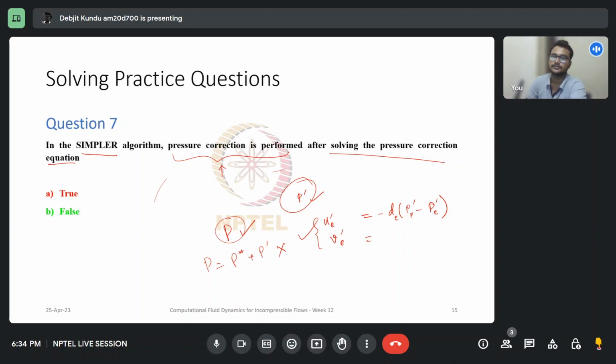Okay, so that's what is done in the SIMPLER algorithm. That's why the correct solution to this question would be option B, false. That is, in the SIMPLER algorithm, pressure correction is not performed even after solving the pressure correction equation. So the pressure value is not updated with the correction. It's just solved, and then using those correction values, we correct the velocity. Okay. I hope that makes things clear.